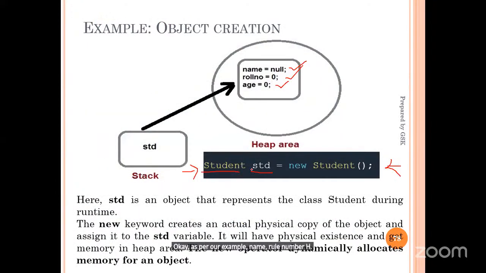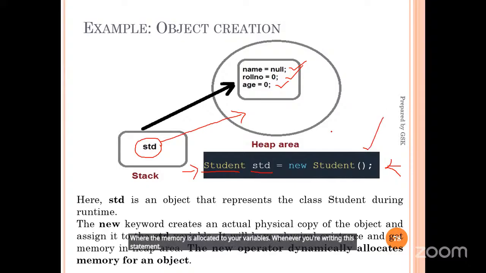When you create the object, the internal representation is that a variable or reference is created, and that is pointing to the memory location where the memory is allocated to your variables. Whenever you are writing this statement, the memory is allocated for all your variables in the memory location, and this memory is pointed to by your object. Object doesn't store the values directly. If you observe this image, you can understand that.